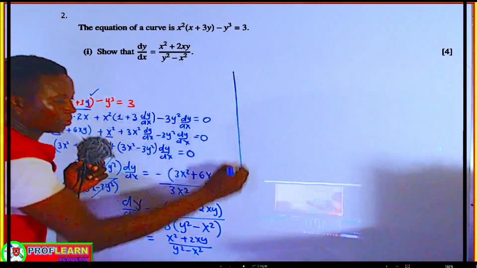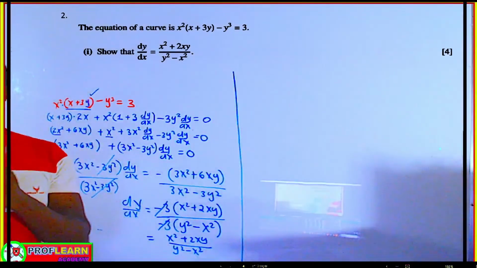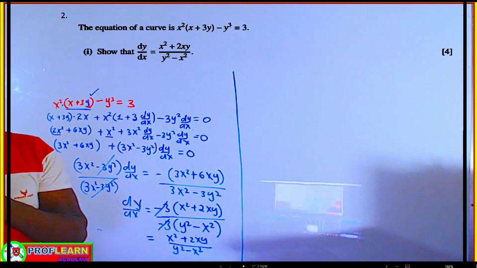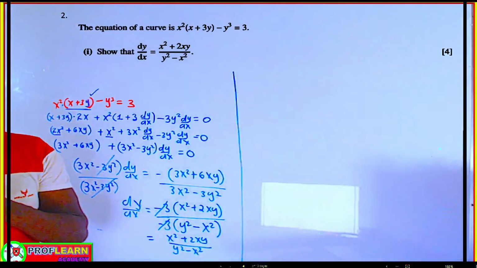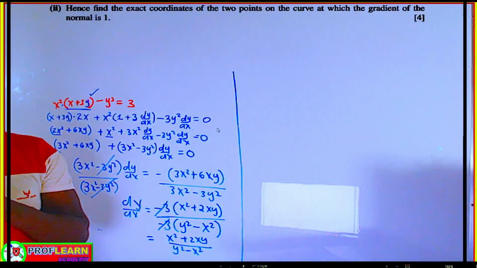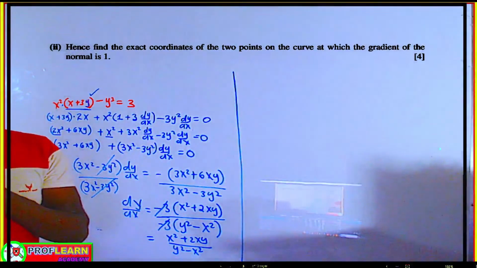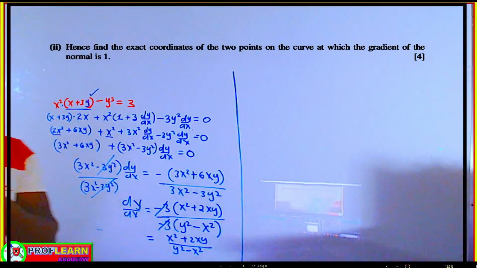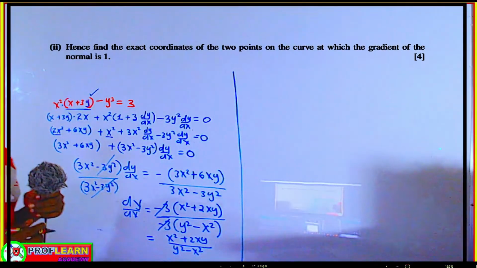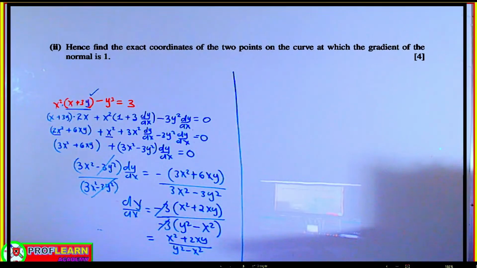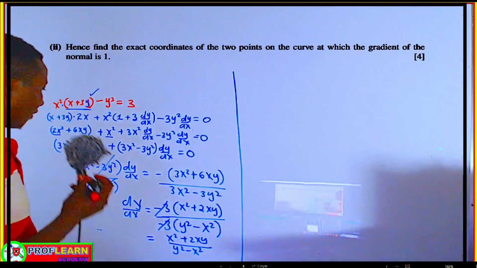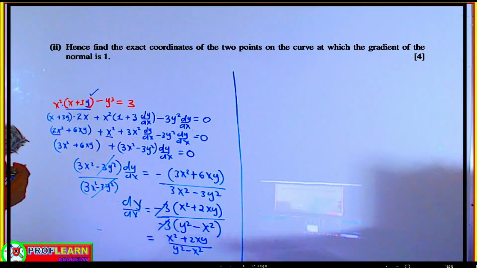Now let us check what the next question is that we are supposed to answer. Hence, find the exact coordinates of the 2 points on the curve at which the gradient of the normal is 1. The question is almost similar to what we have done in the previous part. So the gradient of the normal is actually -1.